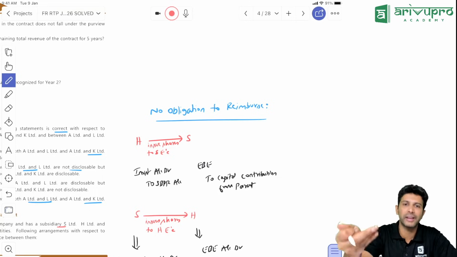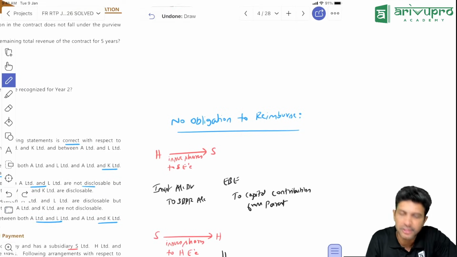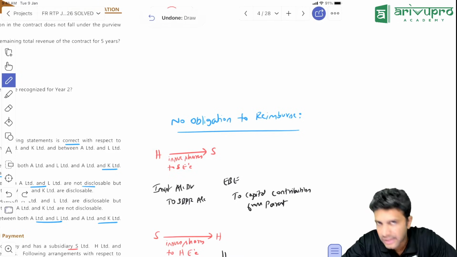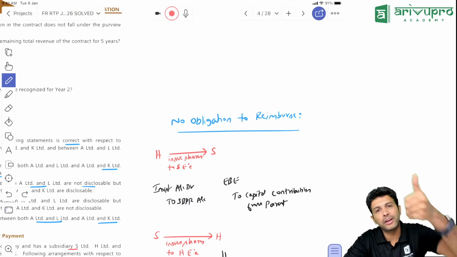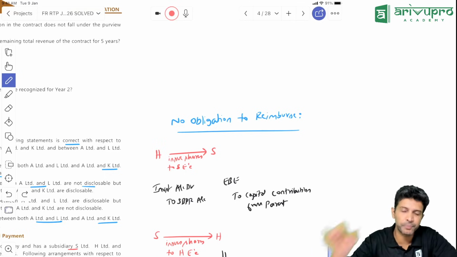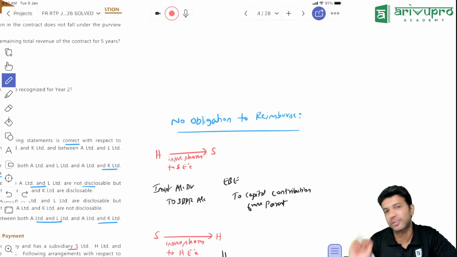Just to give you a recap, we'll discuss the entry first and then discuss the question. H Limited is the parent, S is a subsidiary. H, the parent, is issuing the shares to the subsidiary's employee. If that is the case, what entry do you need to pass? I told you a simple thumb rule. Whichever entity is receiving service, they will book employee benefit expense.